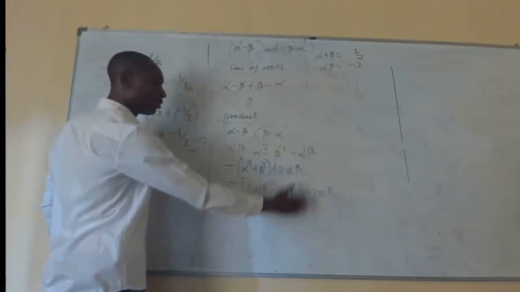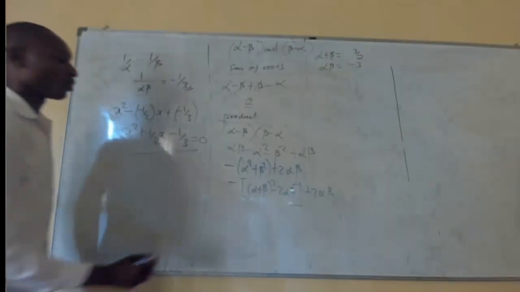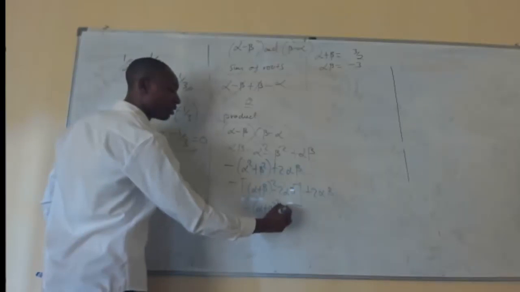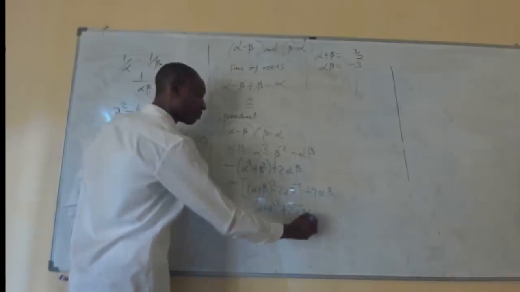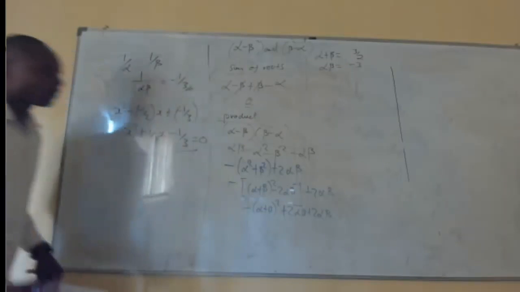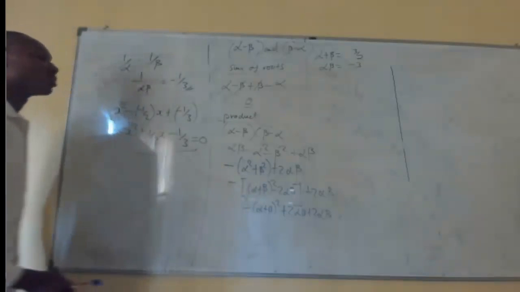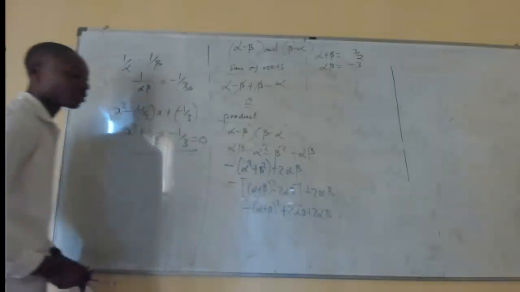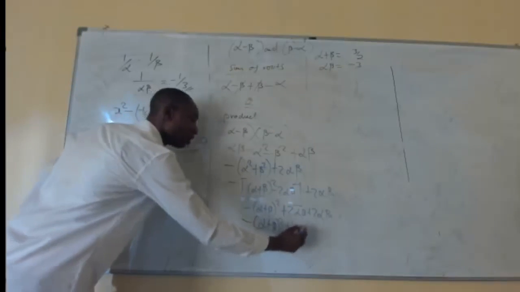Then if I remove the square brackets, you are going to have negative alpha plus beta squared plus 2 alpha beta plus 2 alpha beta. Okay? So I'm saying this one is standard. Now notice that I took note of the negative. So this negative is affecting both this and that. Okay, so we have negative alpha plus beta squared plus 4 alpha beta. Alright?